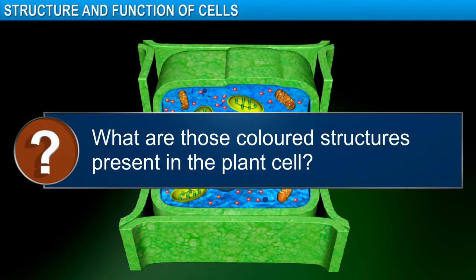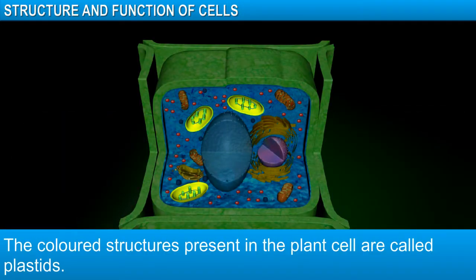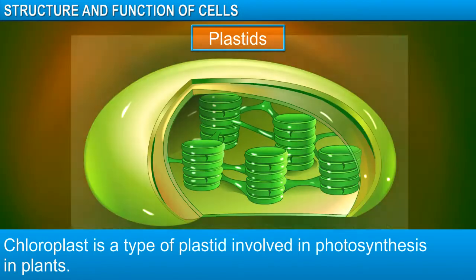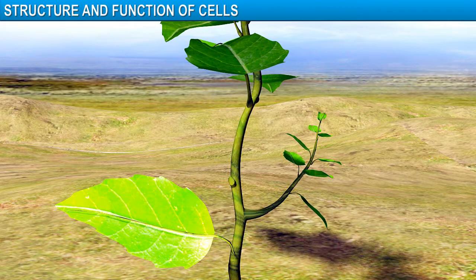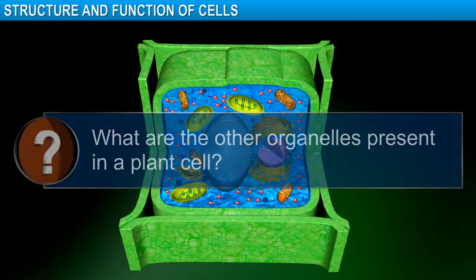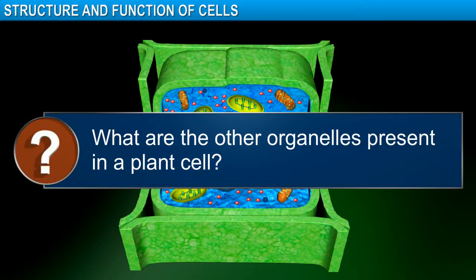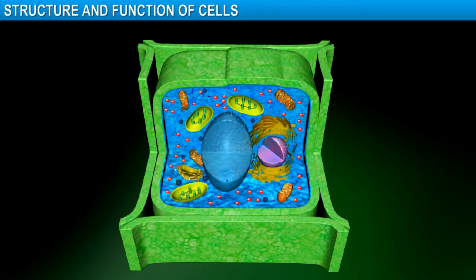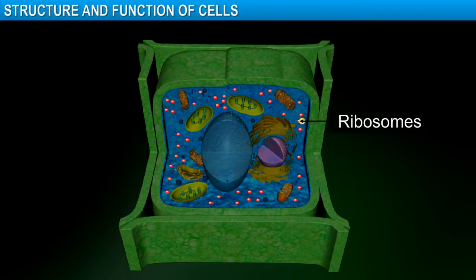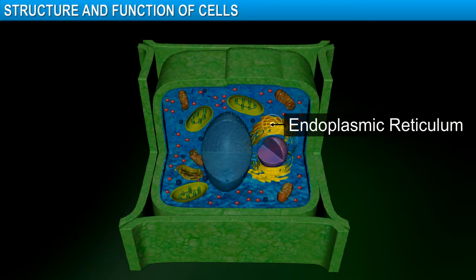What are those colored structures present in the plant cell? Those are plastids. Chloroplast is a type of plastid involved in photosynthesis in plants. This gives the leaves the green color. What are the other organelles present in a plant cell? They include mitochondria, Golgi apparatus, ribosome, and endoplasmic reticulum.